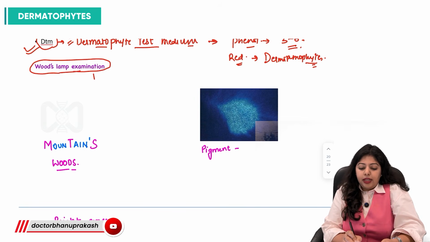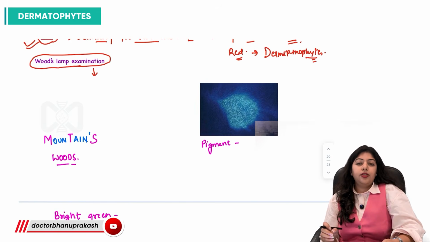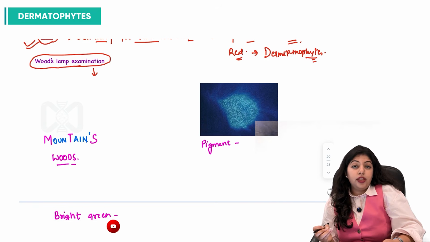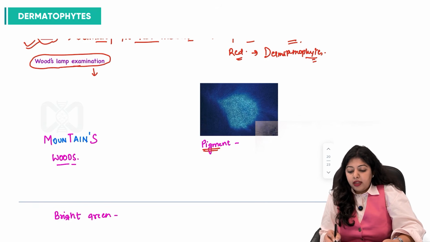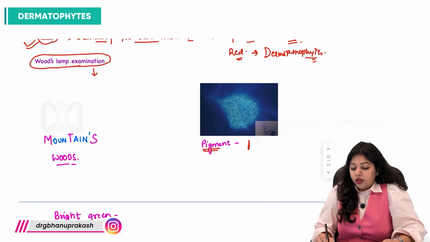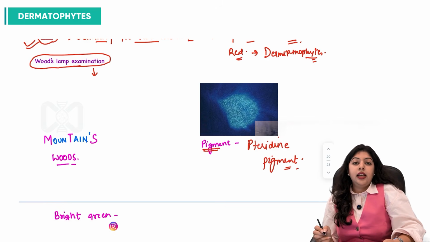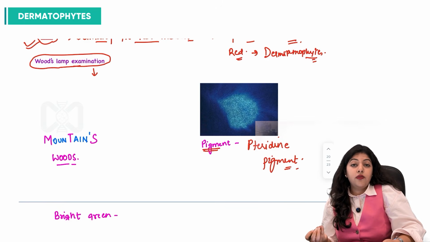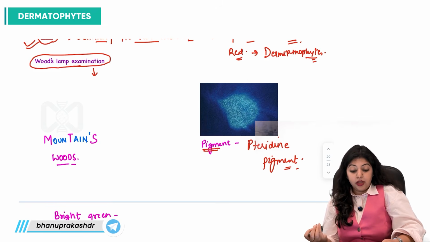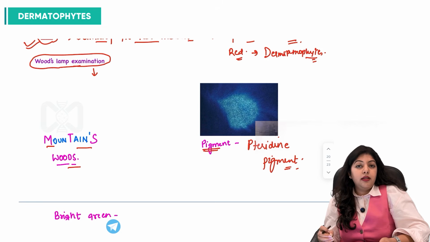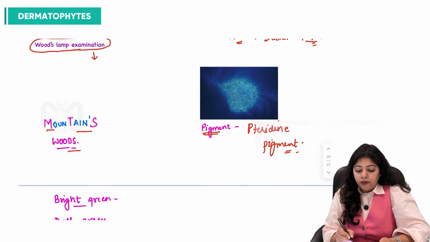Then for Wood's lamp examination, we must know that there are certain dermatophytes which fluoresce when viewed under the Wood's lamp, right? So why is this fluorescence occurring? It is because of the presence of a pigment, the pteridine pigment, present in the cell wall, which imparts fluorescence in certain dermatophyte species. And what are these dermatophyte species which fluoresce under Wood's lamp examination?